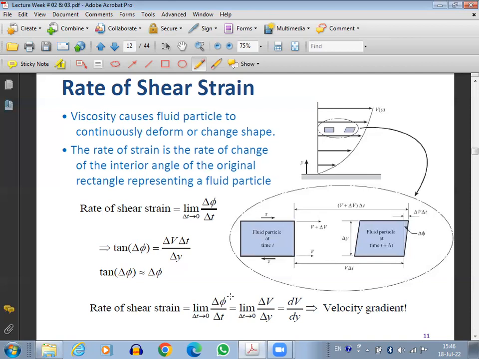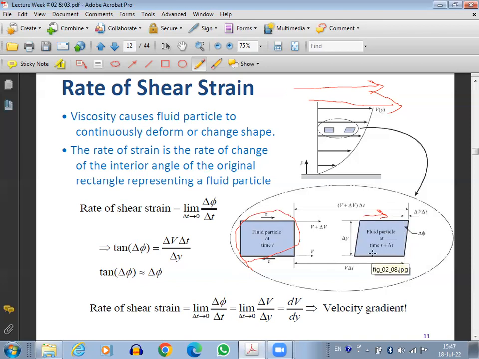Suppose you have a fluid element here and the fluid element is in motion. So the layers of fluid are in motion. Obviously, the motion of the fluid element is related to the force element, which is in the direction of the motion. That force would be considered a shear force. Because of the shear force, the fluid element is going to deform.